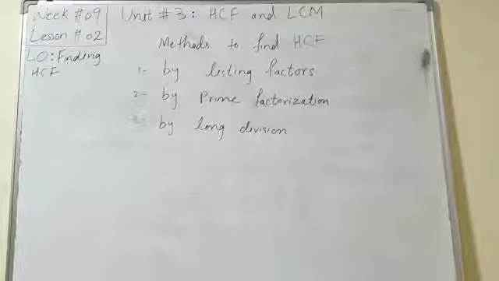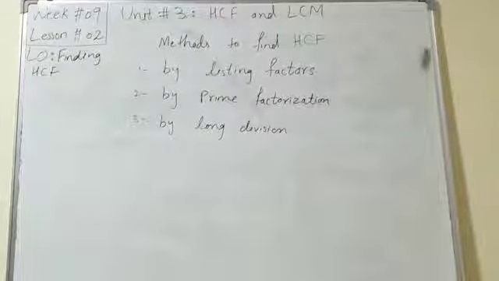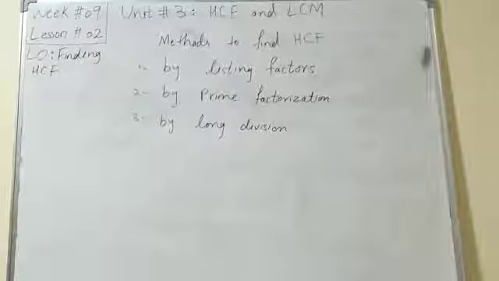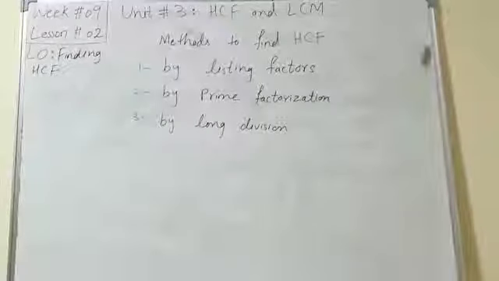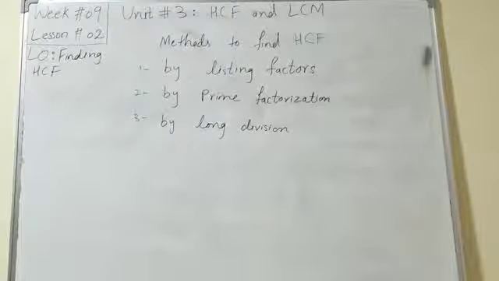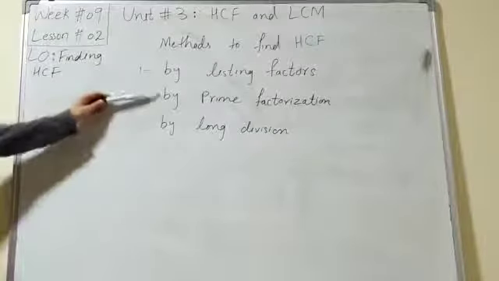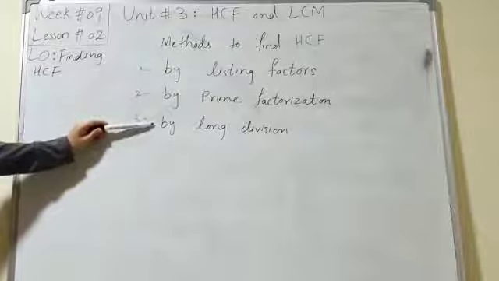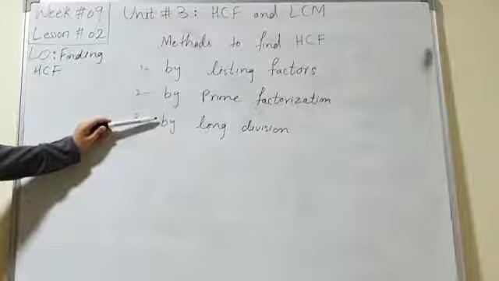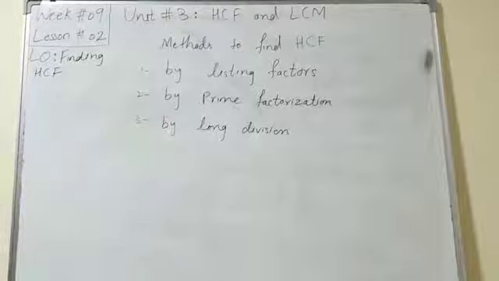We have already started unit 3, HCF and LCM. Today we will see how to find the HCF. Here I have written the 3 methods to find the HCF. First one is by listing factors. This we have done in exercise 3. You already know how to find the factors of the given numbers and from them to find the HCF, the highest common factor. Now here we have 2 more new methods, by prime factorization and by long division. Today we will see both methods and we will find the HCF by prime factorization and by long division.